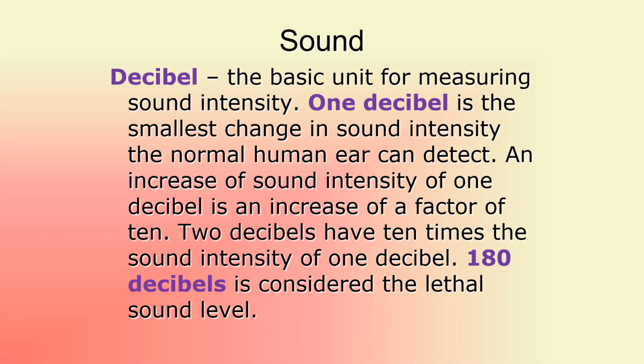A decibel is the basic unit for measuring sound intensity. 1 decibel is the smallest change in sound intensity the normal human ear can detect. An increase of sound intensity of 1 decibel is an increase of a factor of 10. 2 decibels have 10 times the sound intensity of 1 decibel. 180 decibels is considered the lethal sound level.